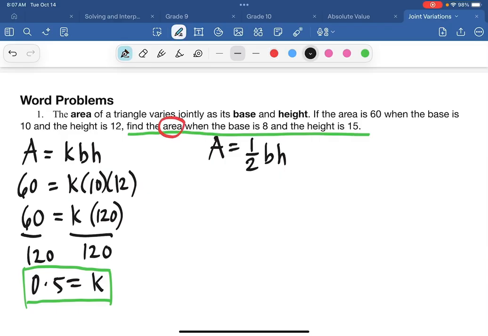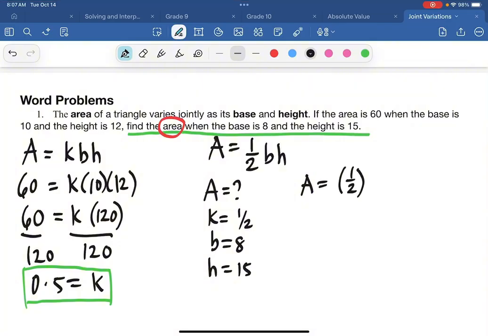Now here, let's have the second part of the problem in which we are going to find the area. So area is missing. We have the value of k, which is 1/2. Base is 8 and h is 15. So direct substitution: we could have 1/2 times 8 times 15. Using your calculator, you could just have it right away: 0.5 or 1/2 times 8 times 15, and the answer is 60.